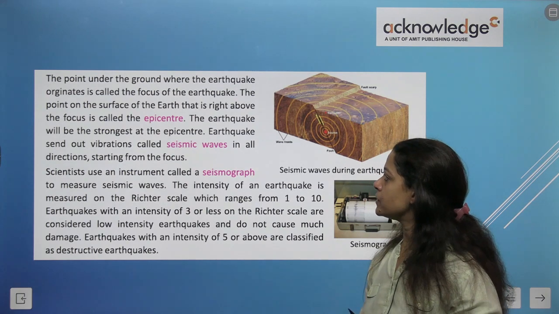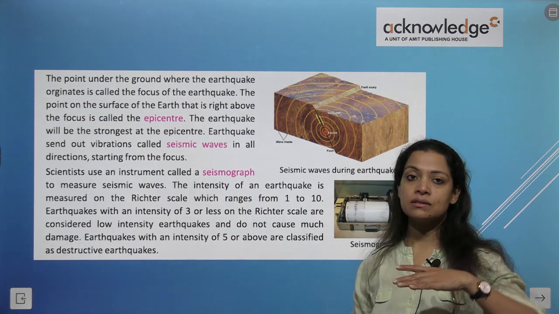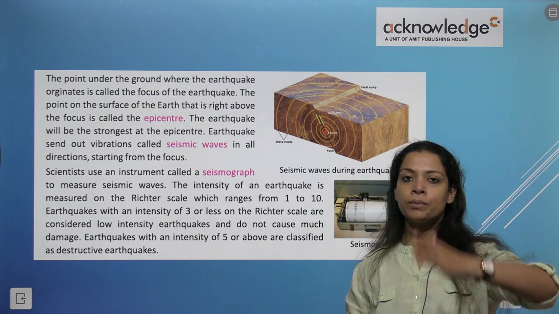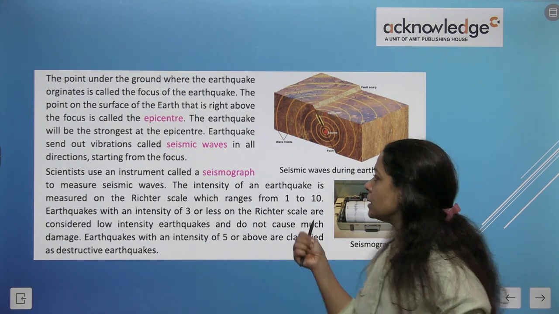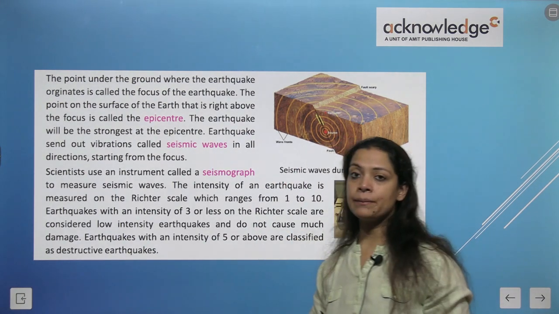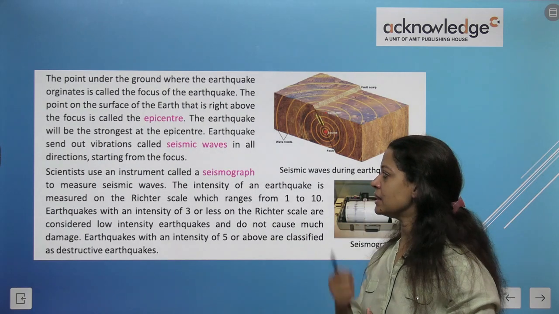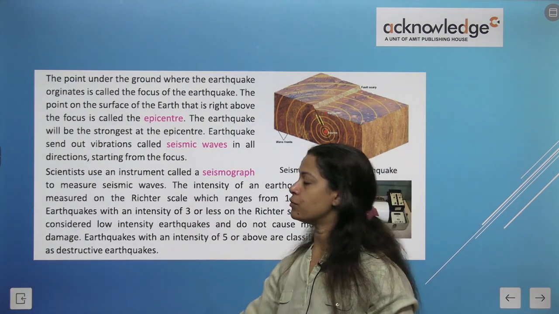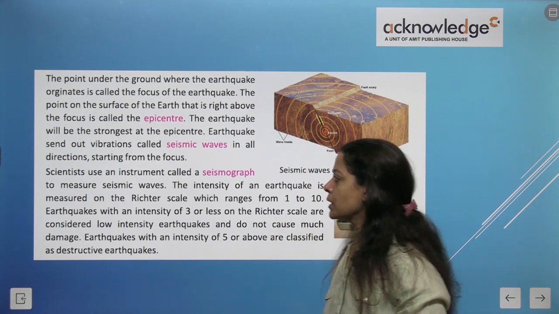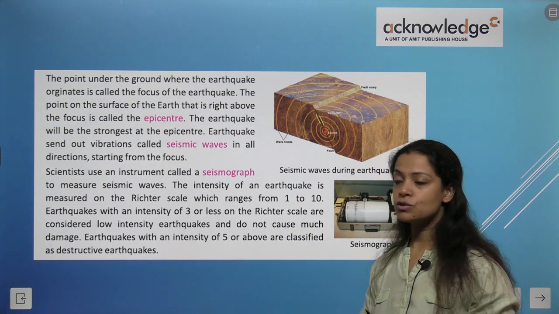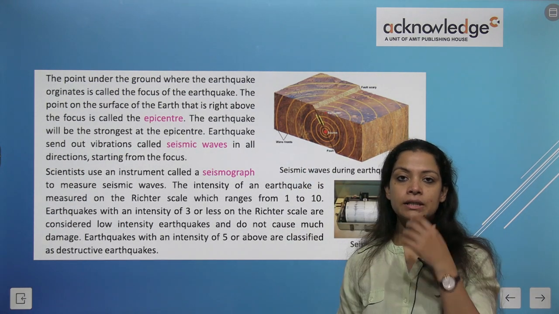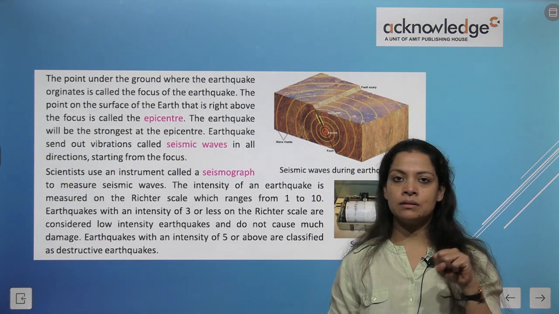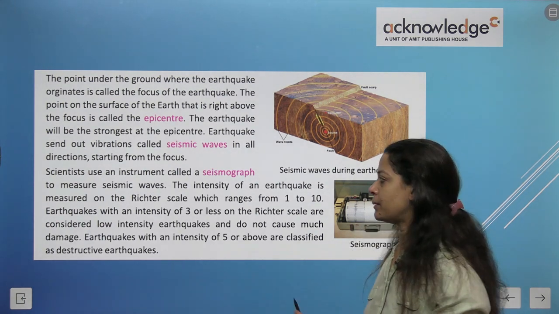The point on the surface of the Earth that is right above the focus is called the epicenter. The part above the focus is the epicenter. Earthquake will be the strongest at the epicenter. An earthquake sends out vibrations called seismic waves, and they form in all directions starting from the focus. So scientists use an instrument called a seismograph to read the scale of the earthquake vibration.